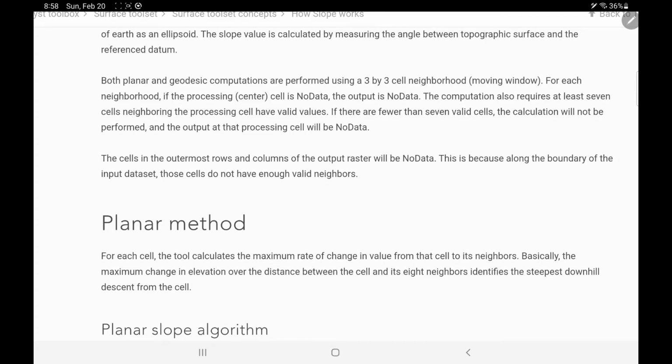What is the effect of that? The effect is that the outermost rows and columns will be no data, because the boundary cells do not have valid neighbors.